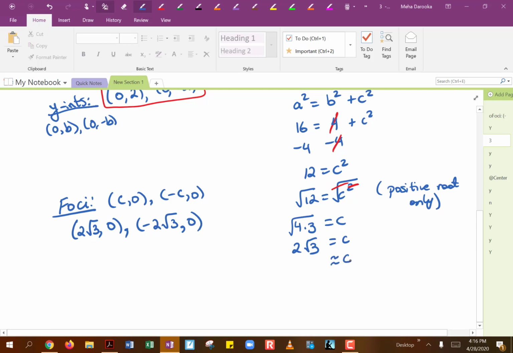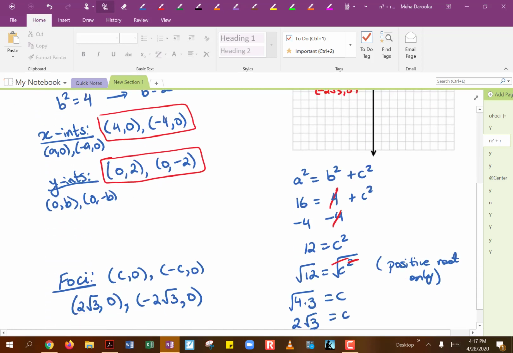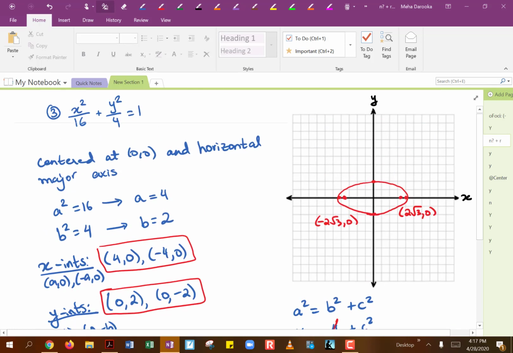Just so that we can place these on our graph, if you did an approximation of 2 square root of 3, it comes out to be about 3.464. So you're looking at about positive and negative 3.5 for your foci. So 1, 2, 3, maybe 3.5 and 3.5 here. So this would be the foci 2 square root of 3, 0, and this would be the foci negative 2 square root of 3, comma 0. Okay, so those would be the foci on our graph, and of course you can see how we came up with our foci and how we came up with our graph.